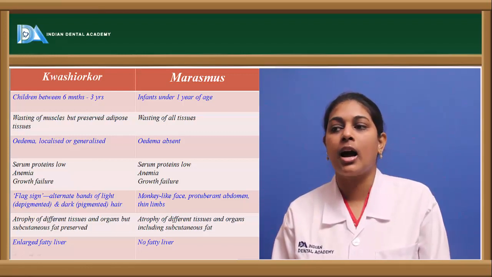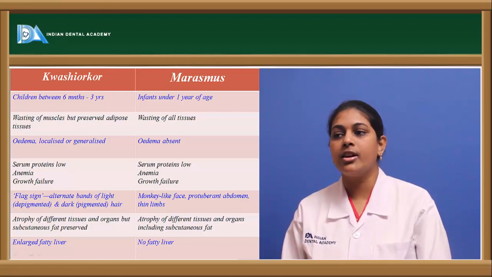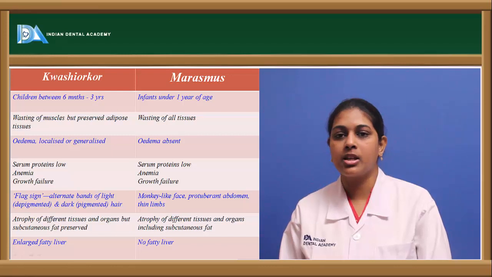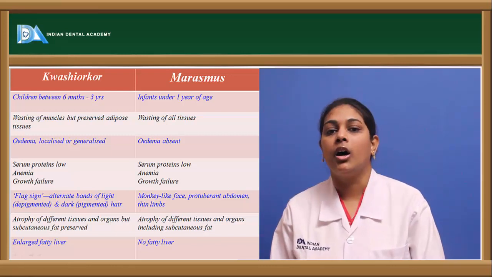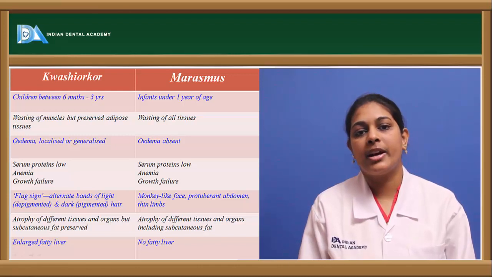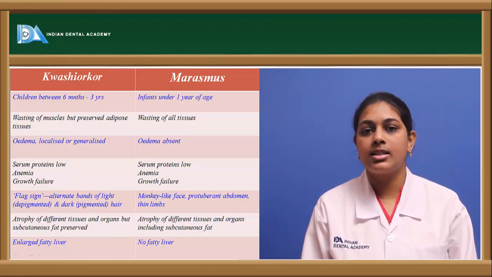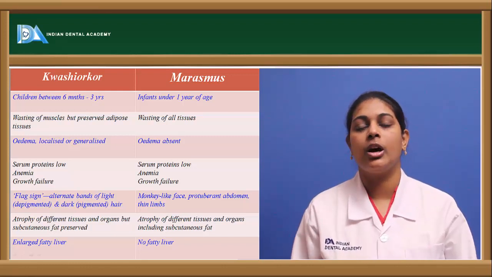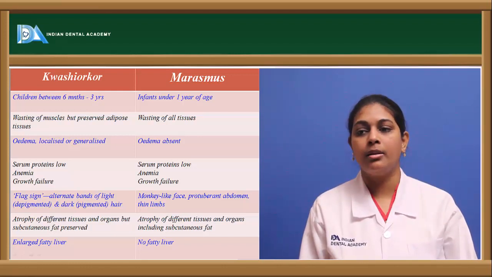Whereas in marasmus, a characteristic feature is a monkey-like face, where we see protuberance of the abdomen. That is, the abdomen is progressively being exposed, and the patient has thin limbs. So these are the important cardinal features, or the characteristic features, to differentiate a patient of kwashiorkor from marasmus.